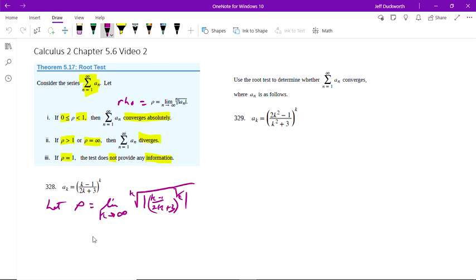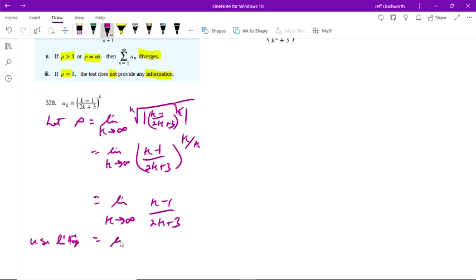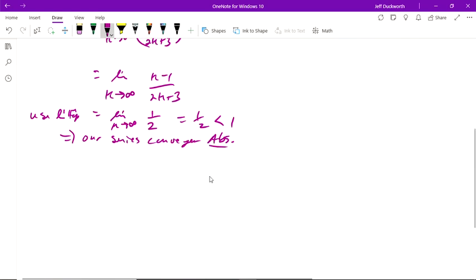All right, so what happens here? This equals the limit as k approaches infinity of (k minus 1 over 2k plus 3) to the k over k, which is just 1, so we just get our original back. So this equals the limit as k approaches infinity of k minus 1 over 2k plus 3. We can use L'Hopital. L'Hopital gives us the limit as k approaches infinity of 1 over 2, which is 1/2. This is less than 1, so our series converges absolutely. And that's by the root test.